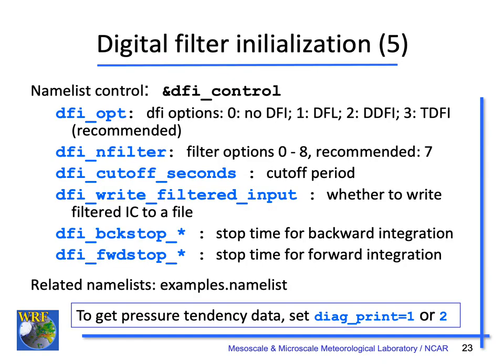Some options to control DFI are listed on this slide. A typical DFI window is about 30 minutes to 1 or 2 hours, with the 30-minute window applied to models with a few kilometer grid sizes, and a 1 or 2 hour window for models of coarser resolution. More information can be found in the WRF tech note, which is available online.